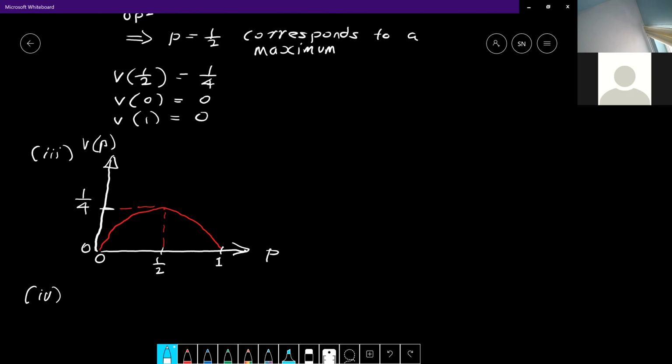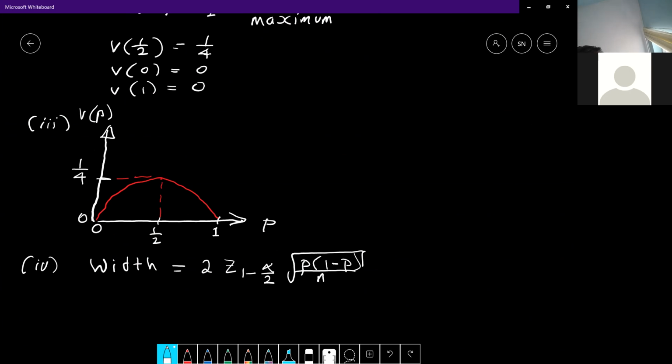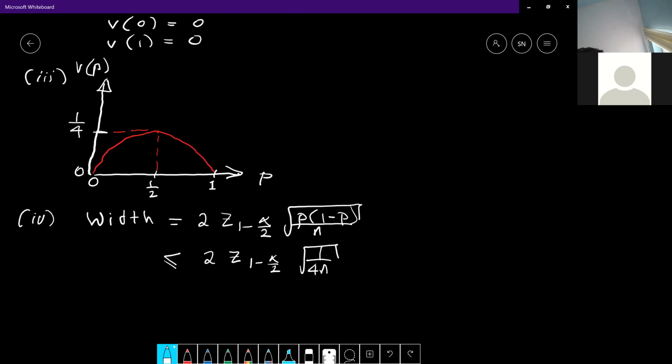Part 4 is about finding the upper bound for the width. Now we already know the width. The width is equal to 2 times this times this. Using the graph, we know that p times 1 minus p is less than or equal to a quarter. So that means this must be less than or equal to this. Now the square root of 4 is 2, so they cancel out. So this becomes z 1 minus alpha by 2 times 1 over root of n.